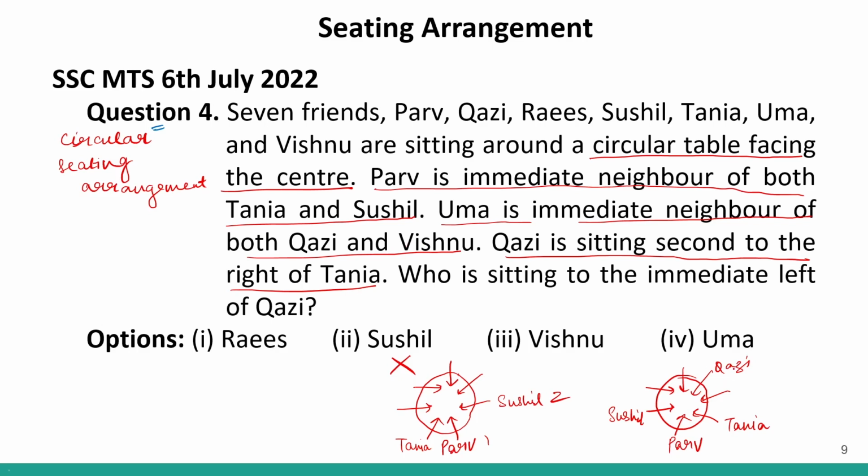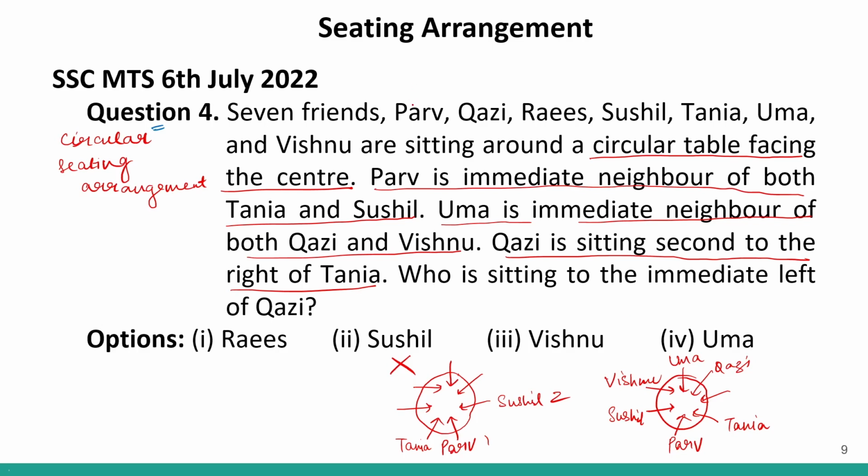Over here we have Kazi. If we leave one position, we have Tanya. So obviously Vishnu cannot come here. Over here we have Kazi. If we leave one position, we can have Vishnu over here. And between them, we will have Uma. Correct? We will have Uma because Uma is the immediate neighbors of both Kazi and Vishnu.